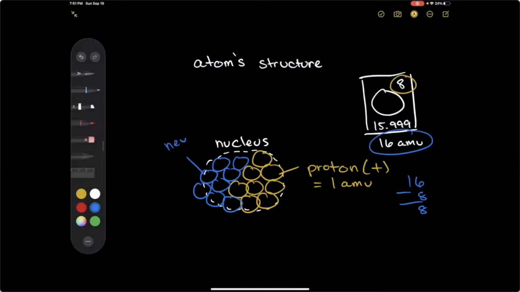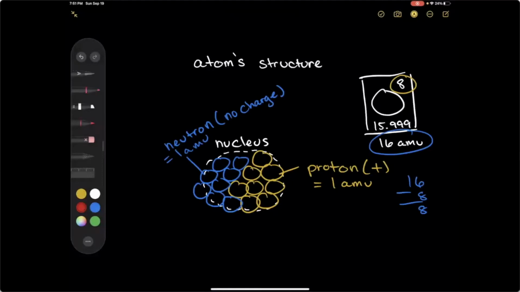A couple of things that you guys need to know about the neutron: the neutron has no charge. And you might have guessed it from our math work, neutrons have a mass of 1 AMU, just like the protons, and that's why we can use very simple math to figure out how many neutrons we have.